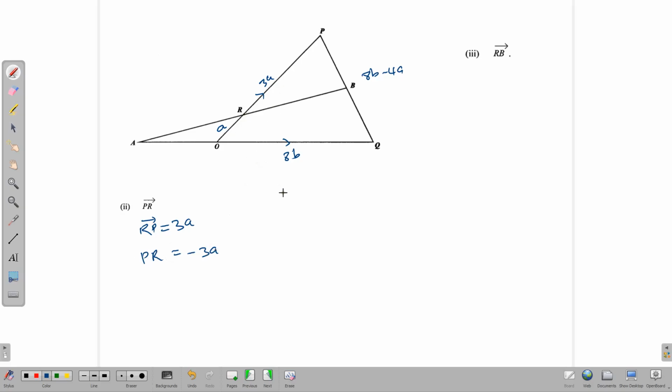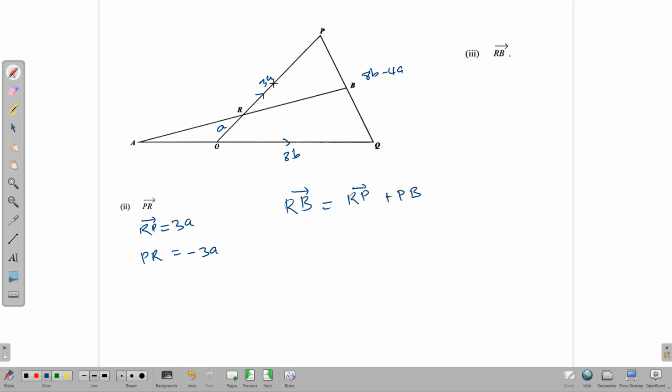And that's that. The other part is to find RB. Now, how do you get from R to B? To get from R to B, we could use the route up here, since it's simpler. We could say, all right, I cannot travel here, so I'm going to take this route, R to P, and then move from P to B.